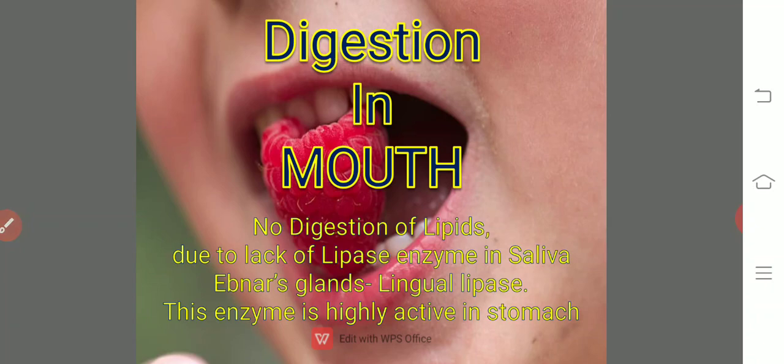But in the saliva of human beings, there is an enzyme known as lingual lipase, which is produced by the Ebner glands. Ebner glands are located near the tongue, and they secrete lingual lipase. Although this lipase enzyme is secreted in the saliva of human beings, the digestion of lipids does not at all take place in the mouth, the buccal cavity.